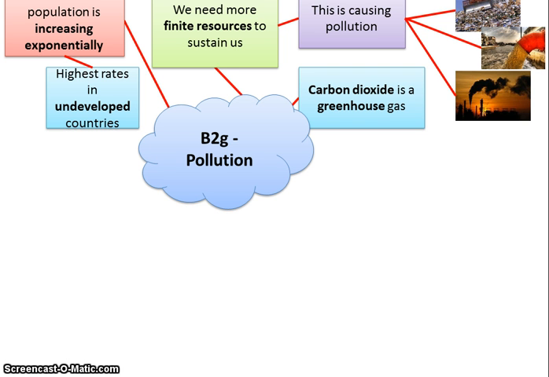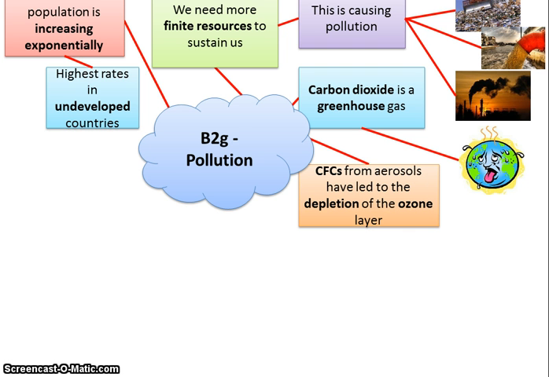The problem now is that we are producing a lot of pollution. You have carbon dioxide, which is a greenhouse gas. You also have methane as a greenhouse gas, and water vapour. Now, you'll see I've just put up on here, you also get CFCs from aerosols, which have led to the depletion of the ozone layer. This is a common misconception with students, where they get confused between the greenhouse effect and the ozone layer. So please be very careful.